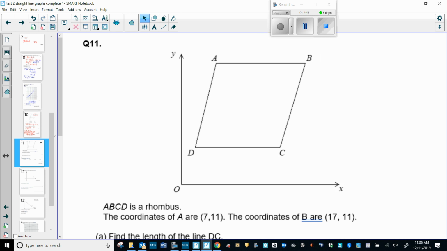So, does anyone know what a rhombus is? A square? It is a quadrilateral. I need more than that. It's slanted. This is a good review of shapes. Cheyenne: two pairs of parallel sides. Okay, I need more than that though for a rhombus, because two pairs of parallel sides would be a parallelogram.